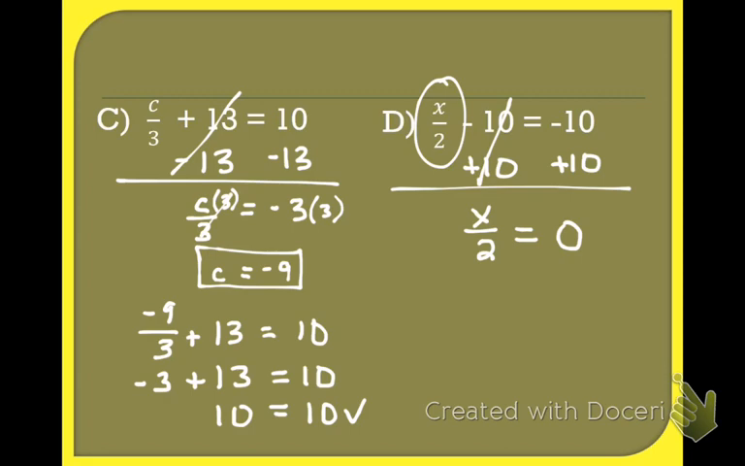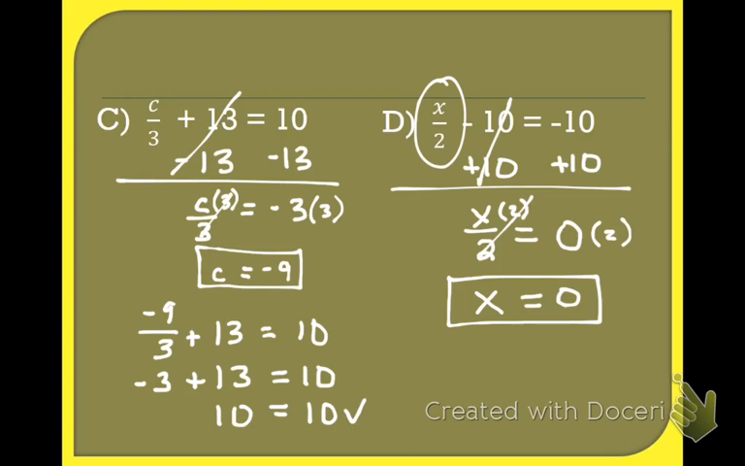Multiply by 2. If I multiply by 2 on the left side, I have to multiply by 2 on the right side. Okay, so over here, this cancels out because 2 divided by 2 equals 1. So I'm left with 1x over here, and 0 times 2 equals 0. That's what I did.